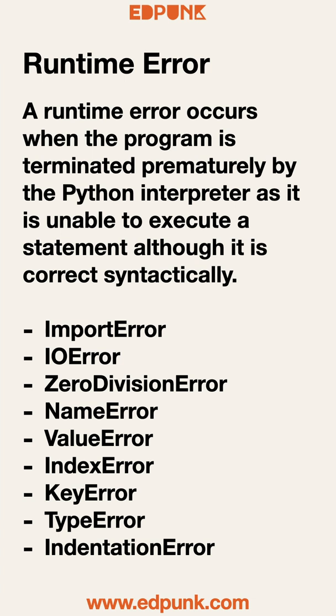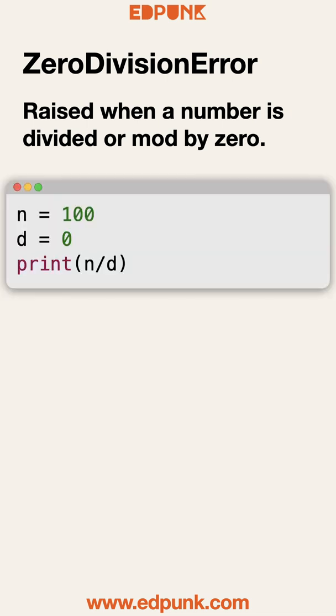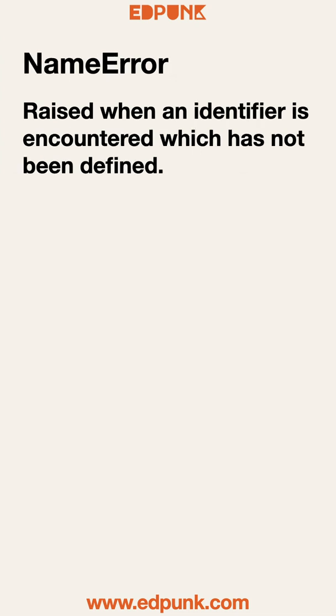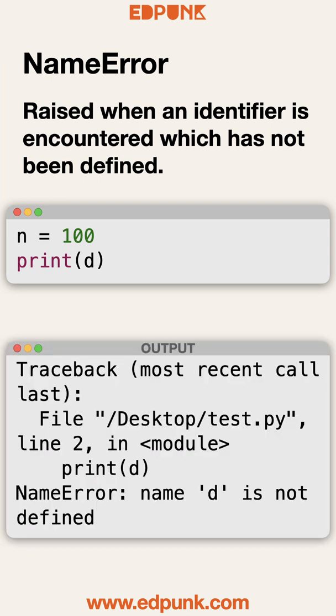Let us check out some examples of some of these errors. The zero division error is raised when a number is divided or mod by 0. For example, if n is assigned the value 100 and d is assigned the value 0, print n by d raises the zero division error as 100 is divided by 0. Name error is raised when an identifier is encountered which has not been defined. For example, if n is assigned the value 100 and we execute print d, it raises name error as the variable name d is not defined.